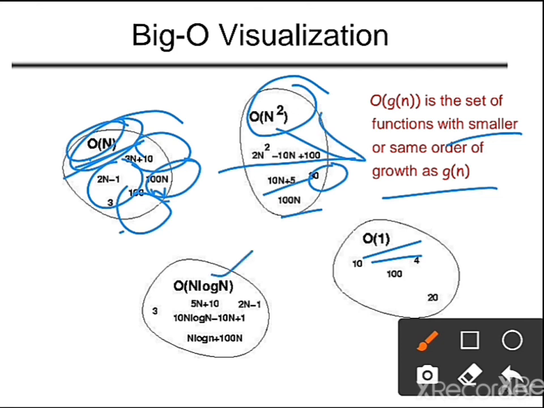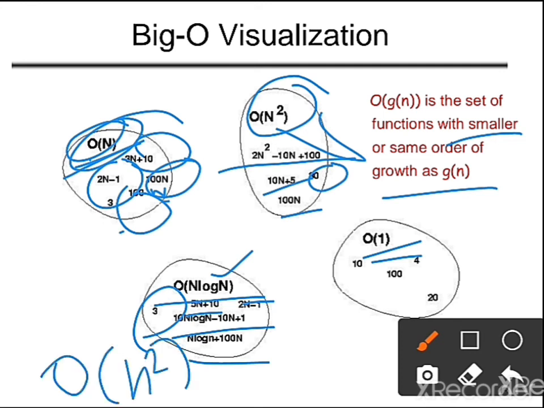Then order of n log n. Order of n log n includes 5n plus 10, 2n minus 1, 100n log n minus 10n plus 1, n log n, 103. All are in order of n log n, but n square cannot come. Order of n square does not belong to the function order of n log n.